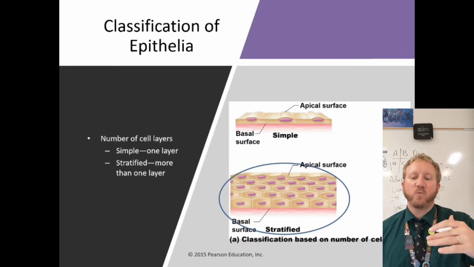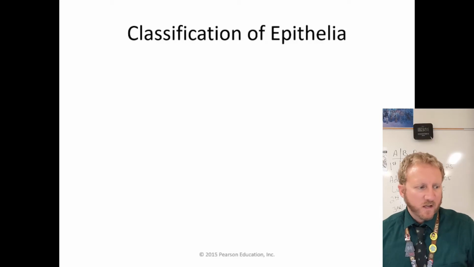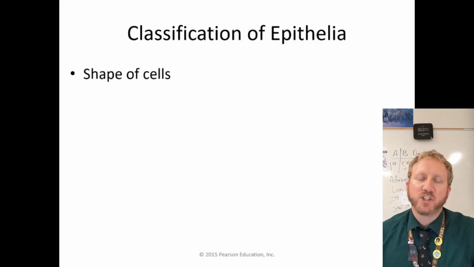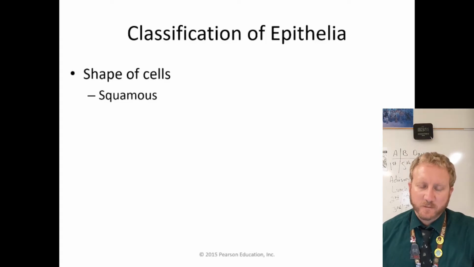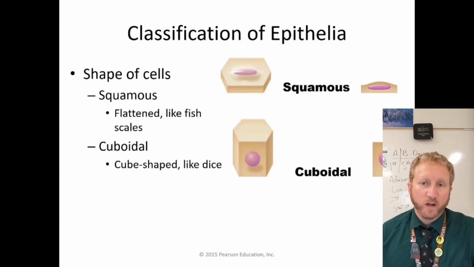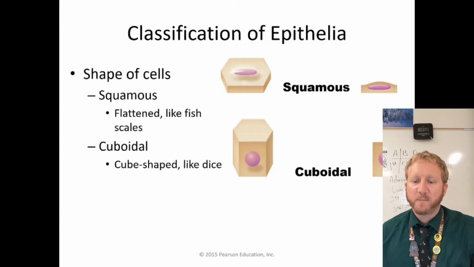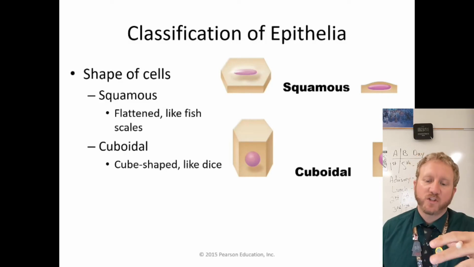Stratified is more than one sheet stacked on top of each other. The other way that we can classify epithelia is the shape of the cells. If they are flat, they're known as squamous, kind of look like fish scales. If they are more evenly shaped all the way around, we call them cuboidal, which is cube-shaped, kind of like dice. So they're more regularly shaped.